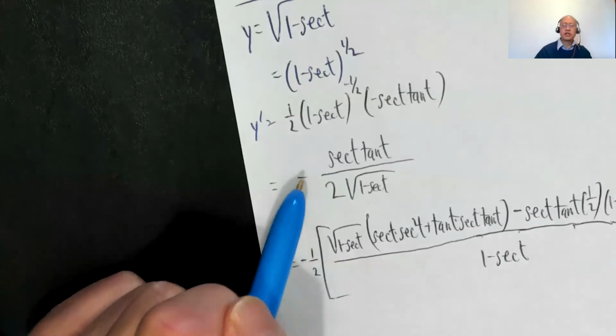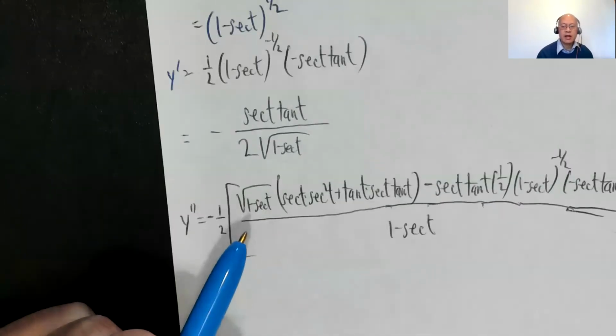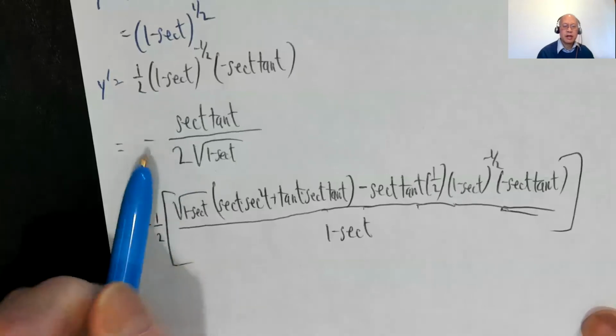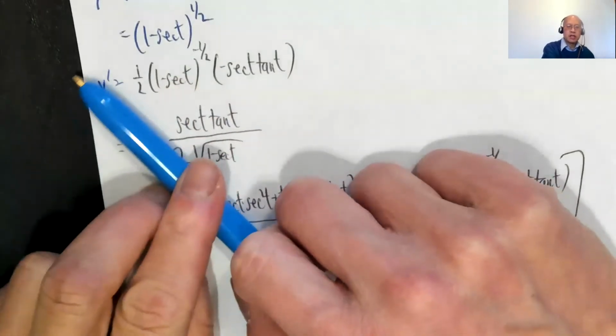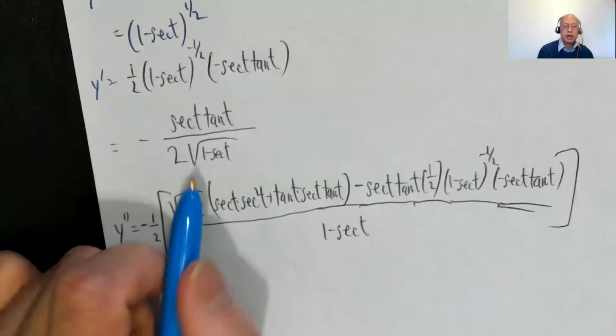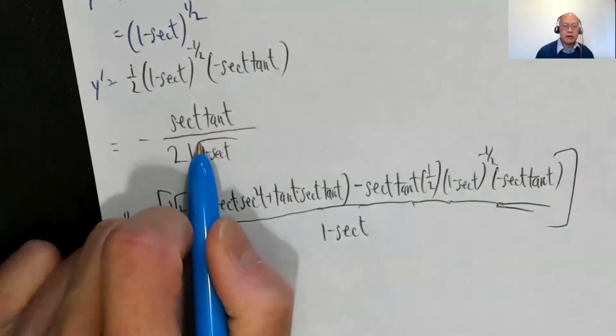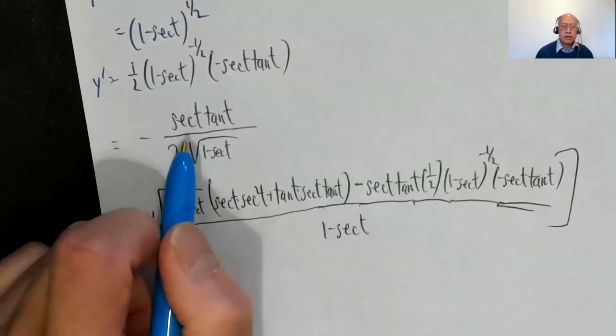Okay, this has a coefficient of negative 1/2. So take out the negative 1/2 for the second derivative, and now it gets even more messy. But there's a negative 1/2 in front, so negative 1/2, there it is. And now I just differentiate secant t tangent t over radical 1 minus secant t. So from the quotient rule, the denominator is just the square of this, 1 minus secant t. But how about the numerator?